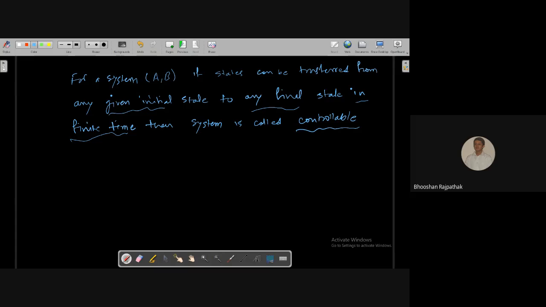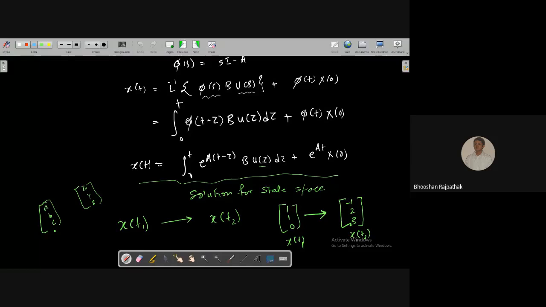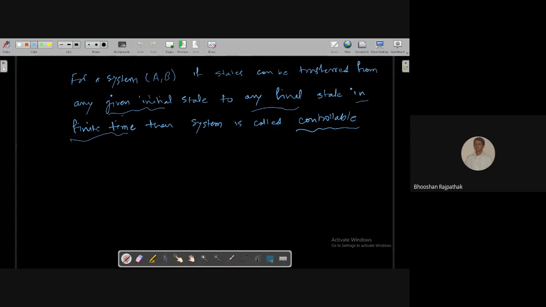Obviously, for all these changes, the input will not be the same. You are allowed to use different inputs. How to find that input is another problem, and that goes into another domain. That is also one part of control theory, though it is not part of GATE, so we will not discuss that. But different inputs are allowed. You can use any input, but I want to change from this to this, and not only one specific case. Any initial state I can give you and any final state I can give you. The time taken can also be different, but I should be able to do it. If that is possible, then the system is called controllable.